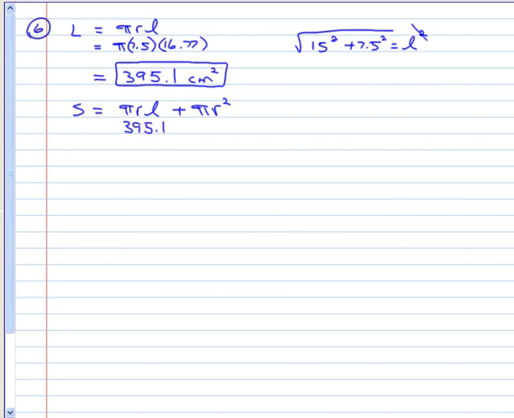Plus pi, and our radius is what? 7.5, which has to be squared. So as much as possible, as many decimal places, or leave answers in the calculator, and run it through here. 571.9 is what the book thinks. Centimeters squared. Very good.